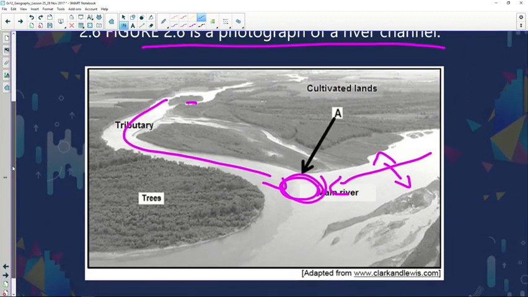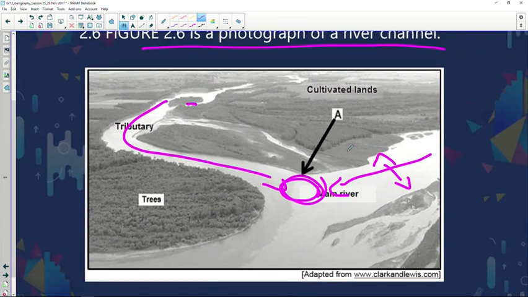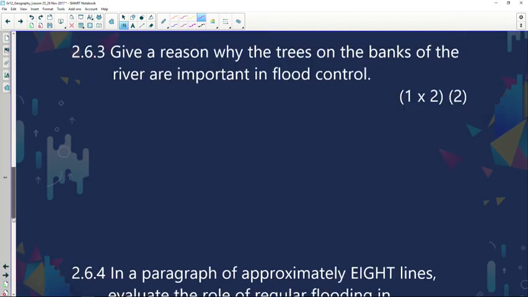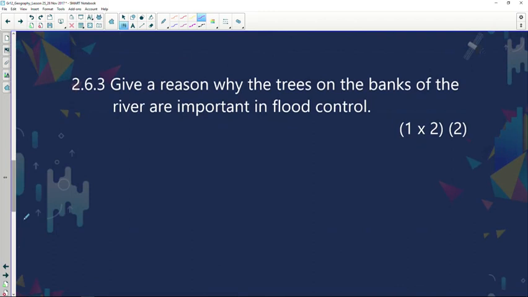Now, we know this is in the lower course because we've got a well-developed floodplain over there, stream braiding taking place, as well as a very gentle gradient. But we know that this area is quite prone to flooding. So if we look at our next question: give a reason why the trees on the banks of the river are important for flood control.